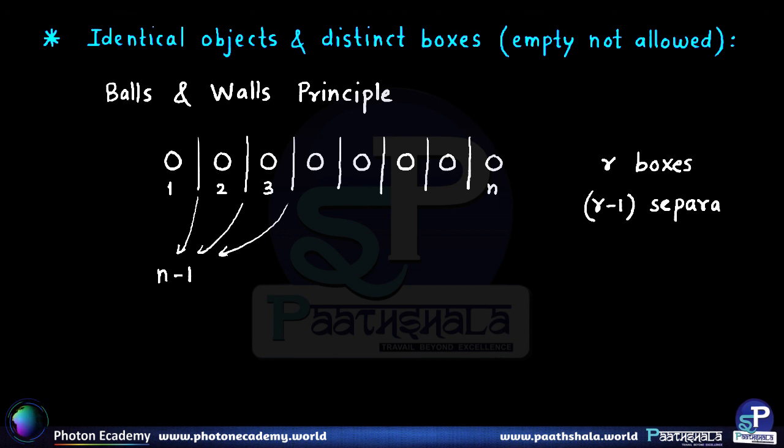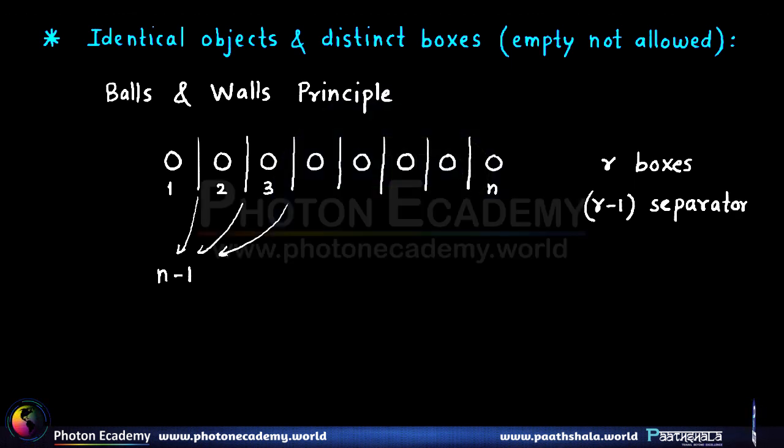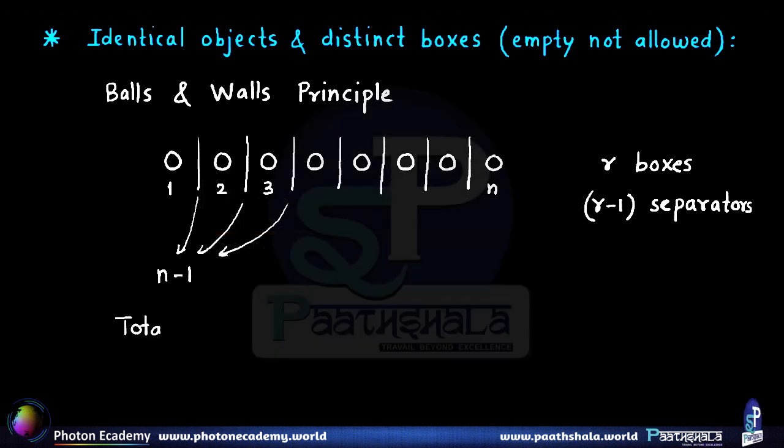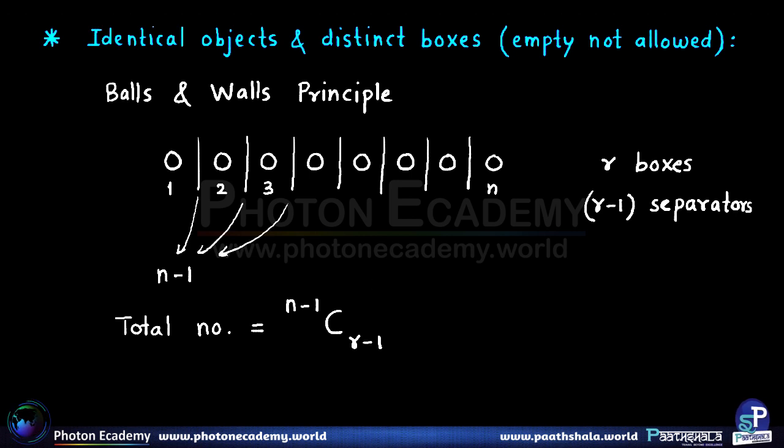Therefore, out of the available n-1 positions, we have to select R-1 positions where we can actually draw the separators. So the total number of ways of distributing is nothing but n-1 C R-1. That is, out of n-1 positions, we have to choose any R-1 separators, which will give us the required distribution.